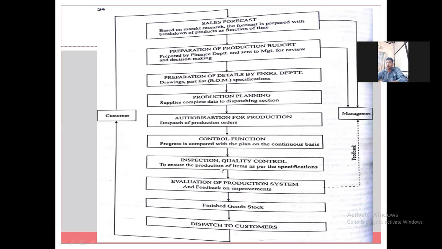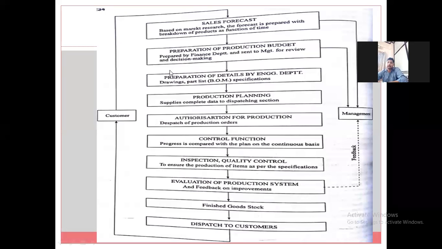We can say that this is the intermediate stage. If the quality is okay, then we can go for the finished goods stock. The product will be stocked, and it will be dispatched to the customer whenever there is a demand from the customer side. The customer will use that product or component, and will give feedback to the sales department.